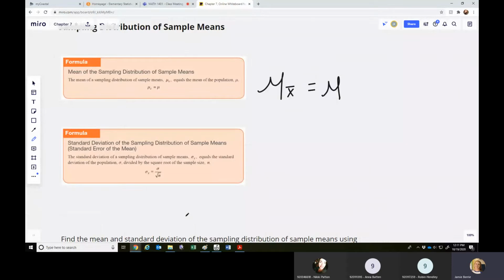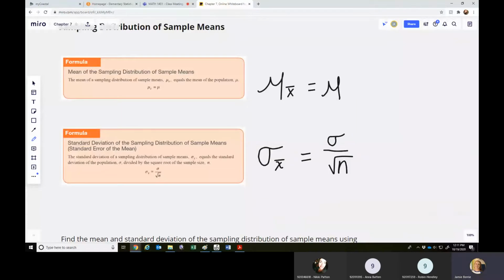The next one is a little bit more complicated. This is the standard deviation of the sampling distribution of sample means, also called the standard error of the mean. The symbol for that is sigma sub x bar. It's equal to the standard deviation of the population, which is sigma, divided by the square root of the sample size.